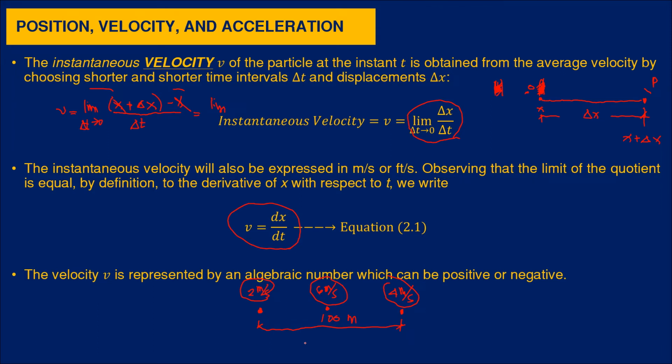Okay, and the time it took, delta t, is equal to 20 seconds. So the average velocity will then be the delta x over the delta time. So the average velocity is 5 meters per second. Right?